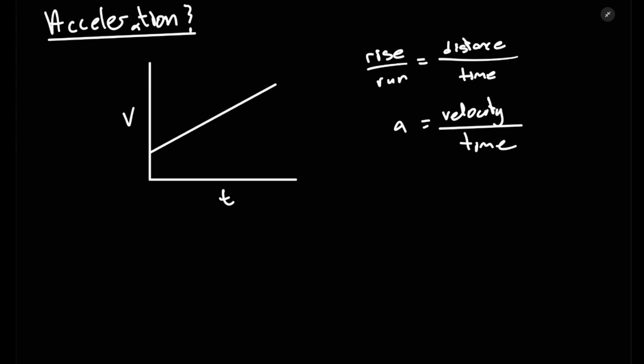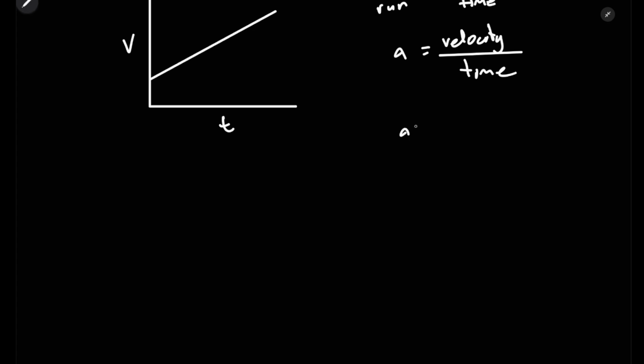So let me just dumb that down a bit more. A equals change in velocity. The triangle, this right here, means change. So difference. So final velocity versus initial velocity. Same thing as displacement, how we wrote the triangle with the D. We're going to write the triangle with the V, over change in time.